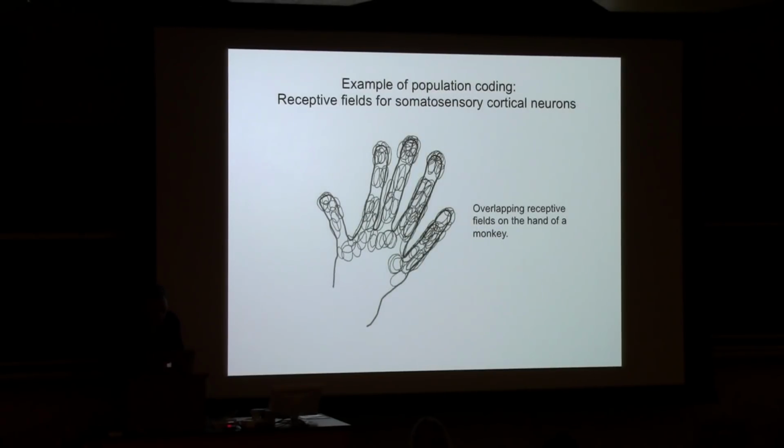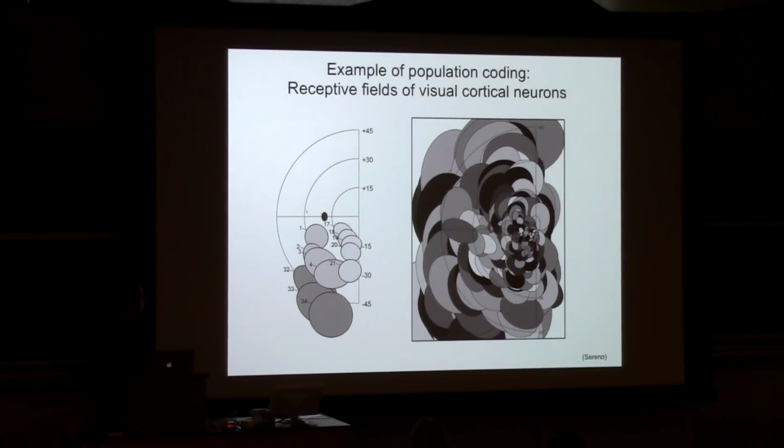This is some of the sensory examples. This is a visual example. This is visual cells from, I think, squirrels.